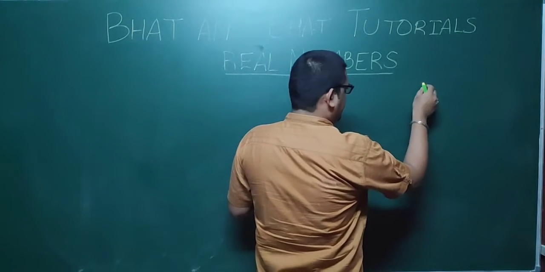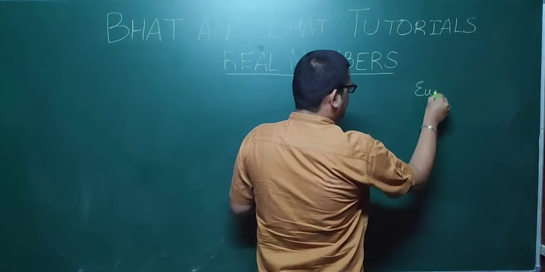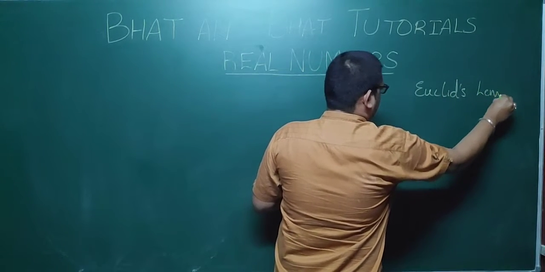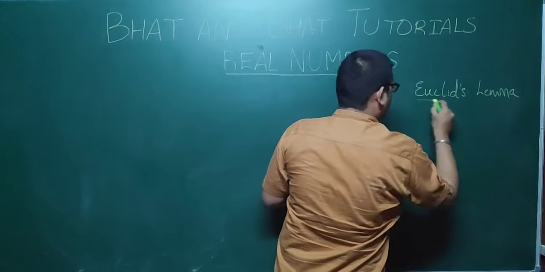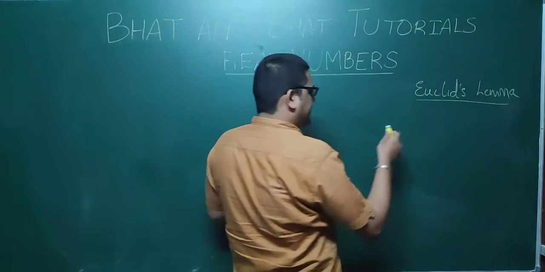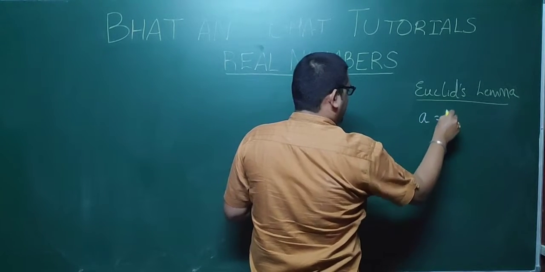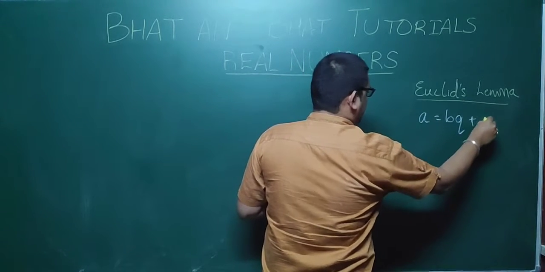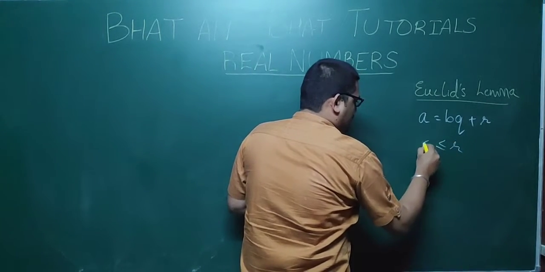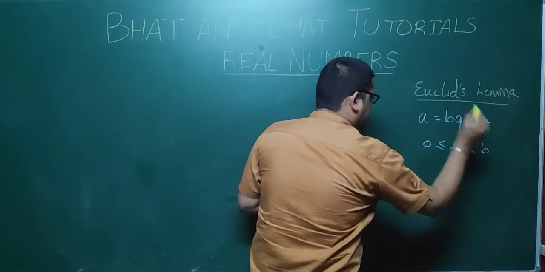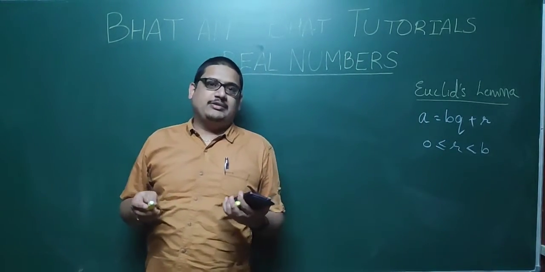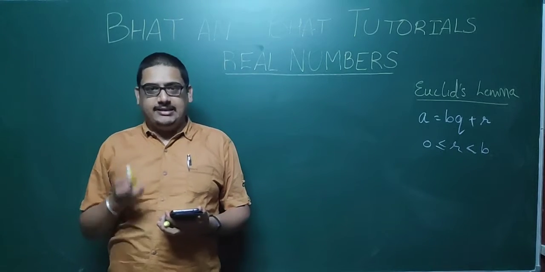So Euclid's division lemma. What is the statement of Euclid's division lemma? We can say a is equal to bq plus r, and the condition is that r is greater than or equal to 0 and less than b. This is our mathematical representation of Euclid's division lemma.